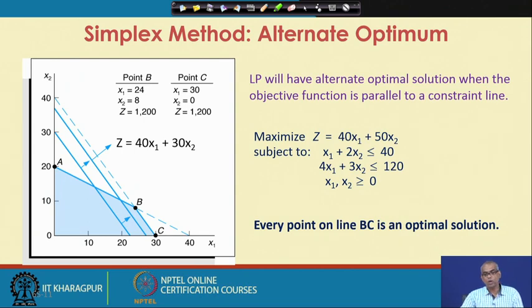Next, let us talk about the case where an alternate optimal solution is possible. In the graphical solution of a linear programming problem, we have seen that a linear program will have an alternate optimal solution when the objective function is parallel to a constraint line.